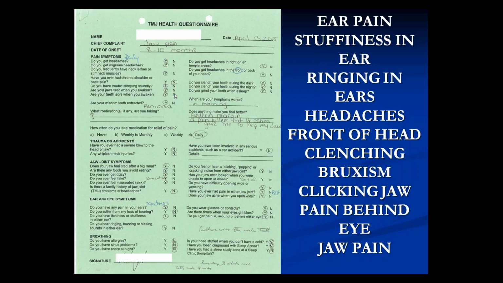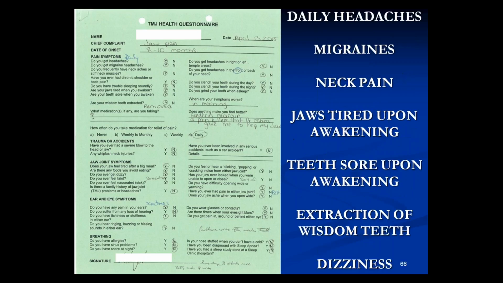There's not a lot of no's on that page. They're mostly all yeses. So look at this, a 20-year-old girl walking into your office. Are you missing this or are you catching it? Are you checking for ear pain, stuffiness in the ears, ringing in the ears, headaches, front of head, clenching, bruxing, clicking jaw, pain behind the eye, jaw pain? How would you like to go through that every day of your life? Daily headaches. Look, daily headaches here. Who would want that? I mean, we couldn't function.